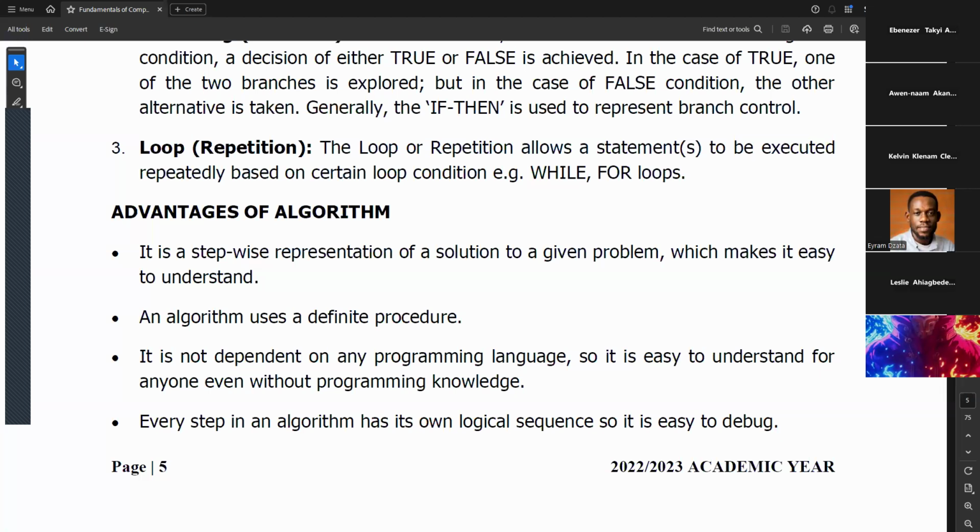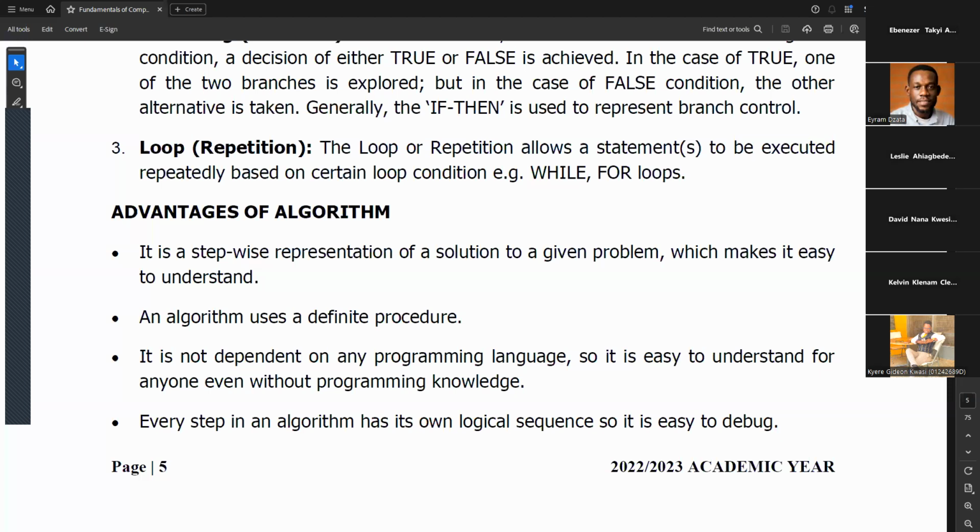How do I put it? As a computer scientist, you need to understand the algorithm. Your programming language depends on it. Let me put it that way. Your programming language depends on it.